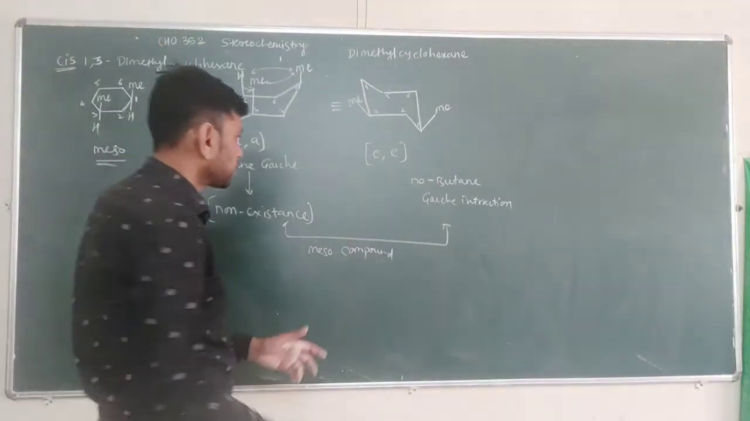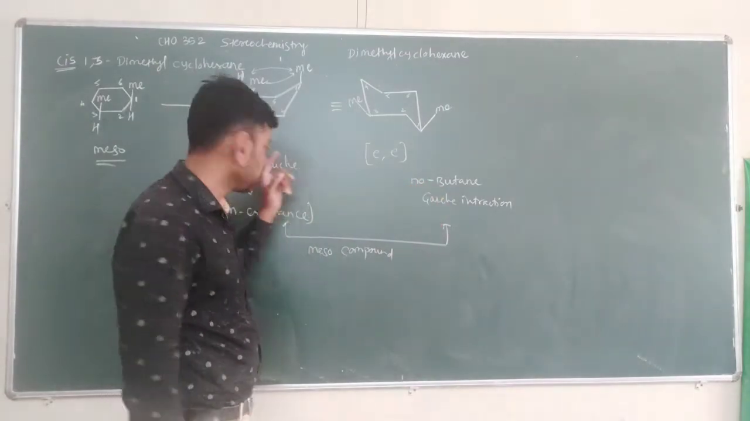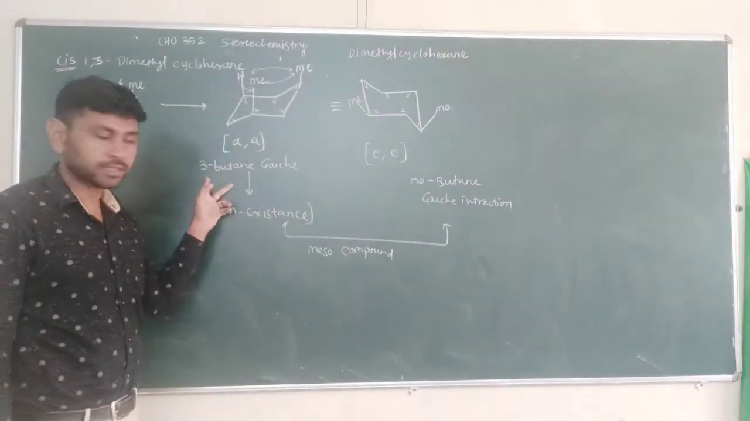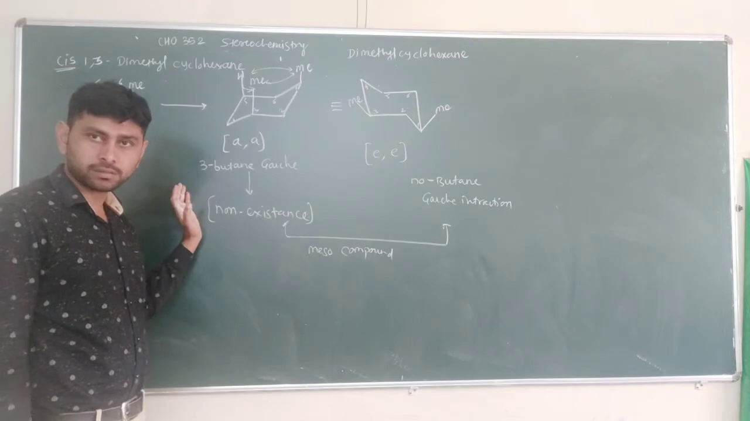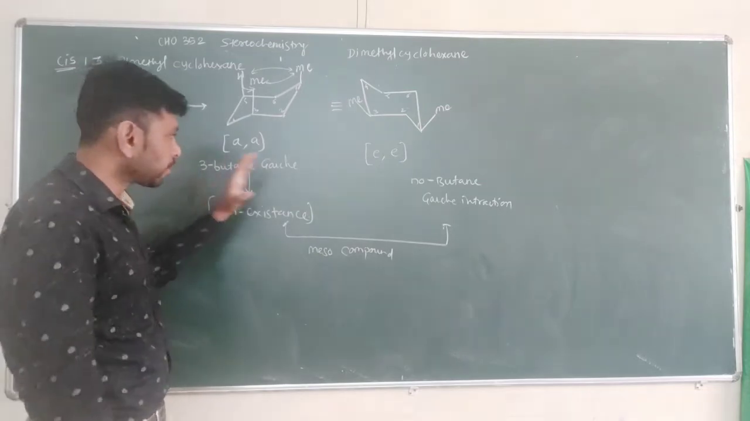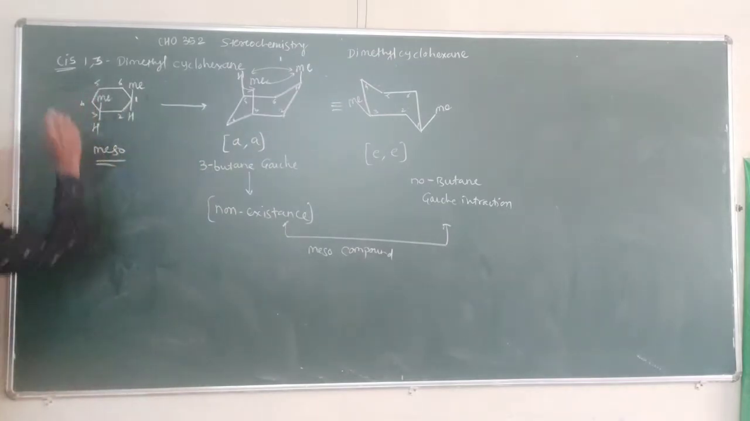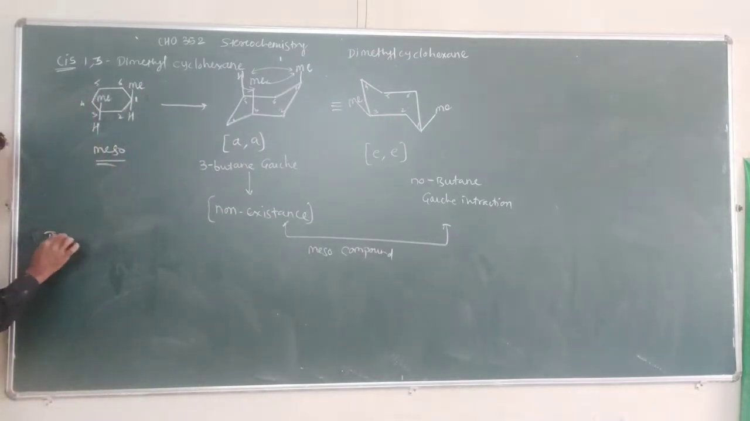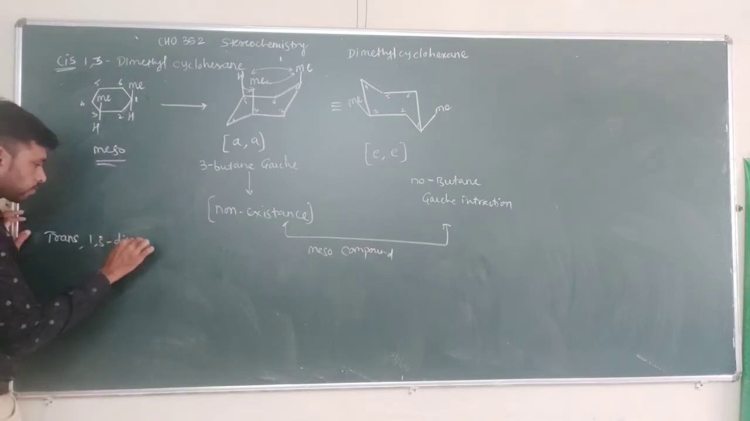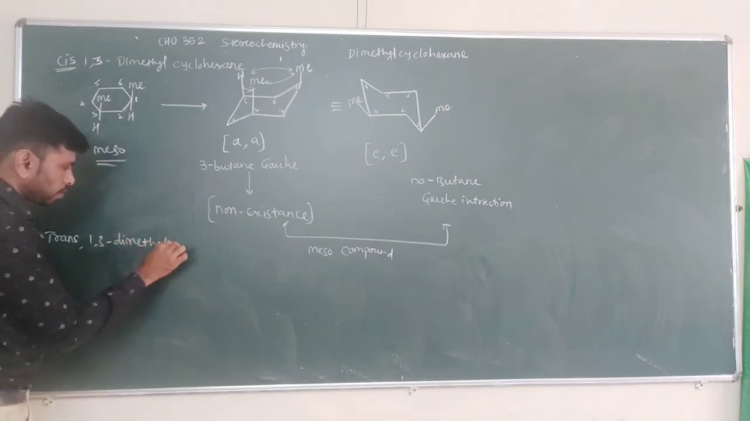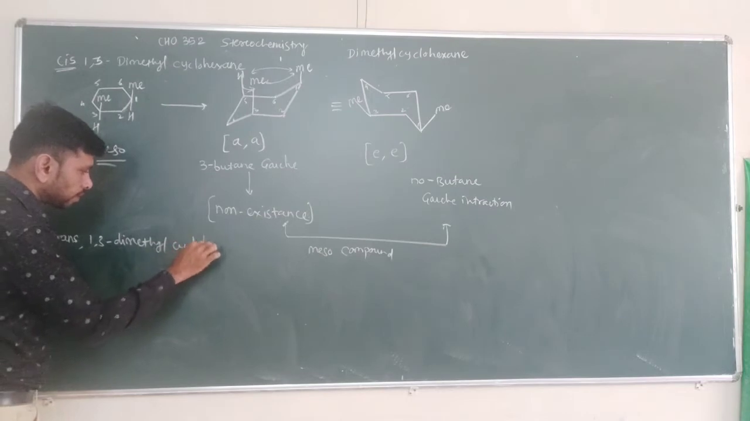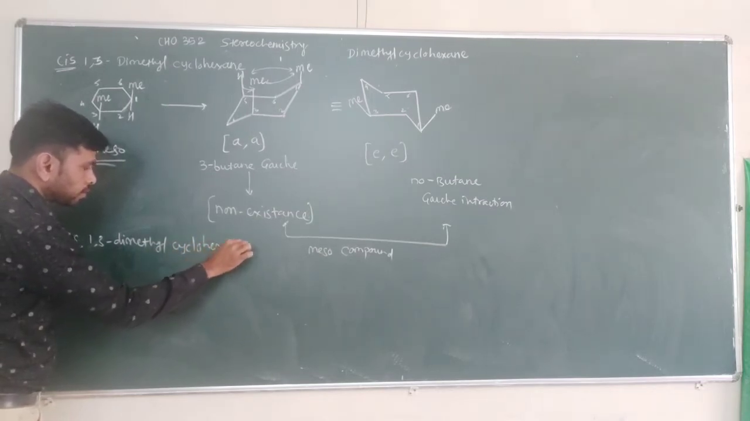If you look at the structure, here no butane gauche interaction. Here 3 butane gauche interactions are there. Due to this the structure is much less stable than the diequatorial structure. Now look at the trans form. Trans 1,3 dimethyl cyclohexane.